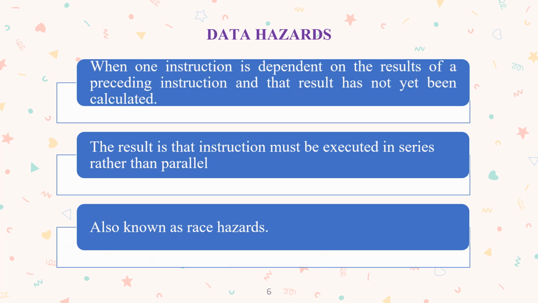Data hazards, also called race hazards. In data hazards, one instruction is dependent on the results of the preceding instruction and that result has not yet been calculated. In this situation, the result is that the instructions must be executed in series rather than in parallel.